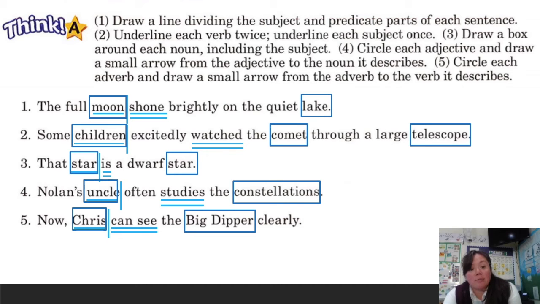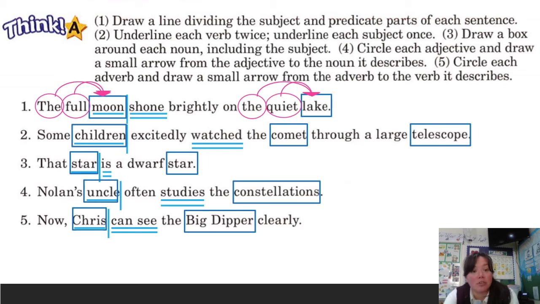So let's go to moon. What describes the moon? The moon, and full moon. And then I'm going to draw those arrows to moon. All right? Easy. Now let's find our next noun, lake. What describes the lake? The lake, and quiet lake. Good. And we'll draw our arrows and we're all good.